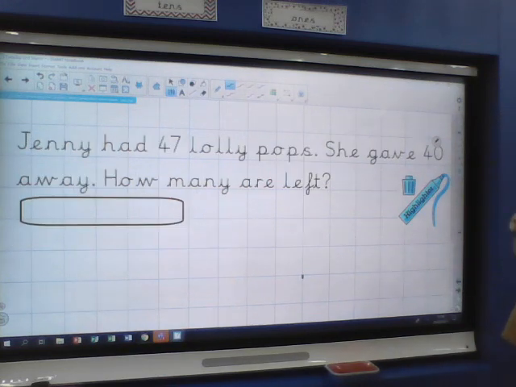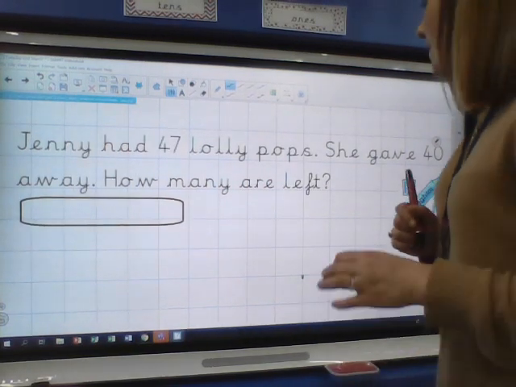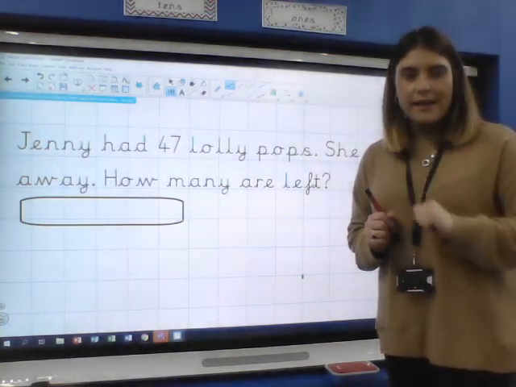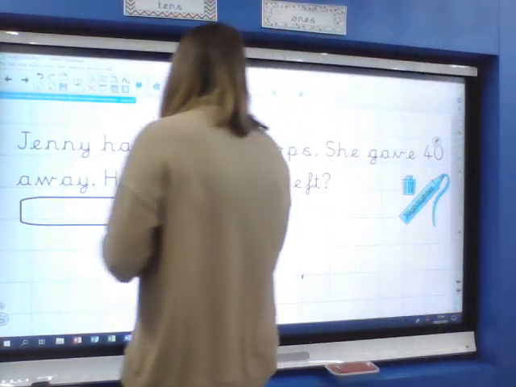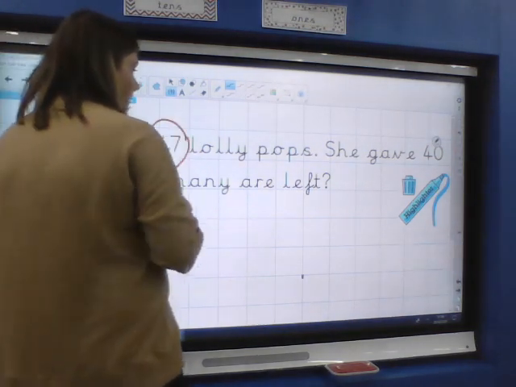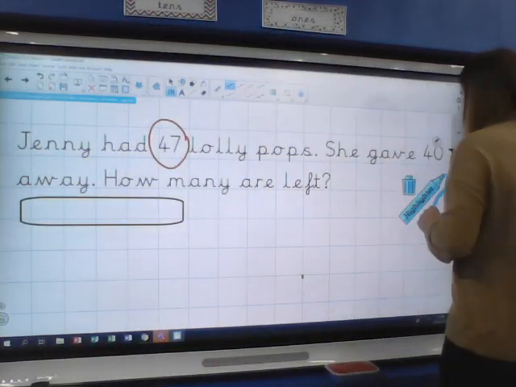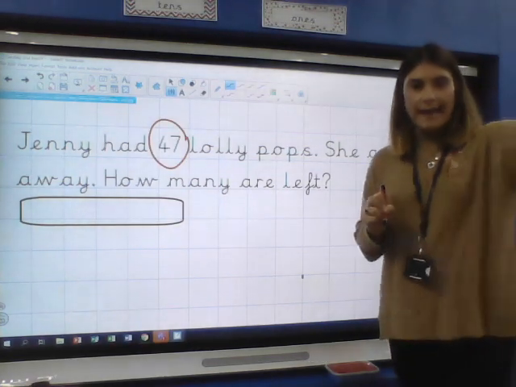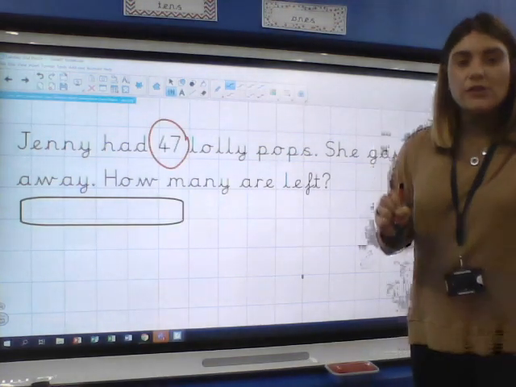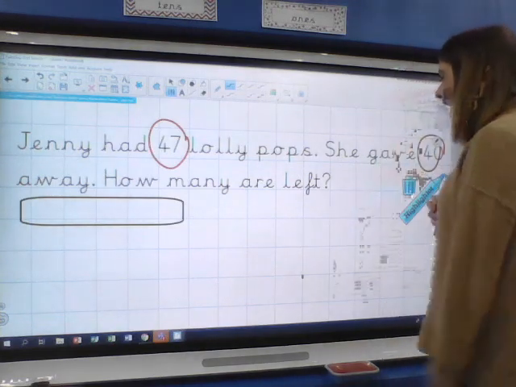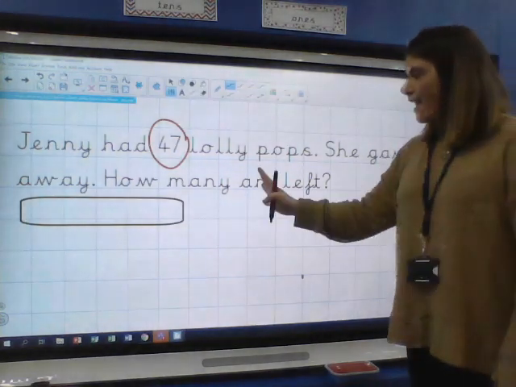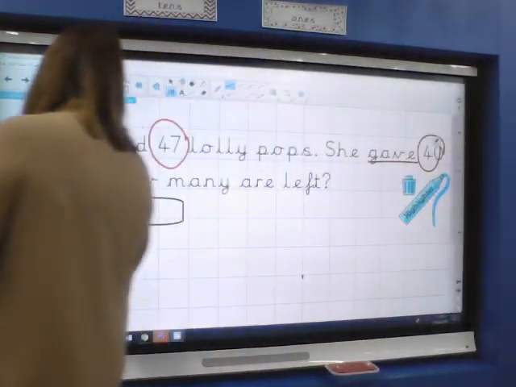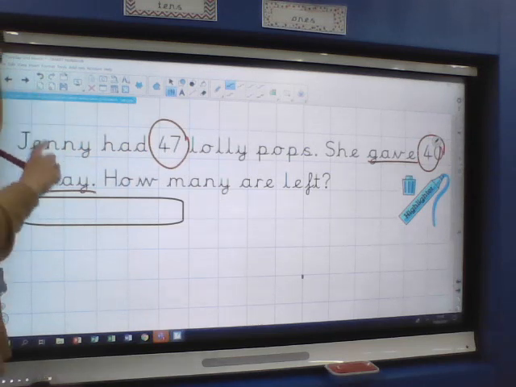Let's move on to a harder problem now. So this time, Jenny had 47 lollipops. So I've remembered that I need to highlight my important information. So 47 lollipops. She gave 40 away. So I know already that I'm going to be taking away because she gave something away, she's taken them away. How many are left? So I've highlighted my important information. I know that we're taking away because she gave away. So I'll write my number sentence next.